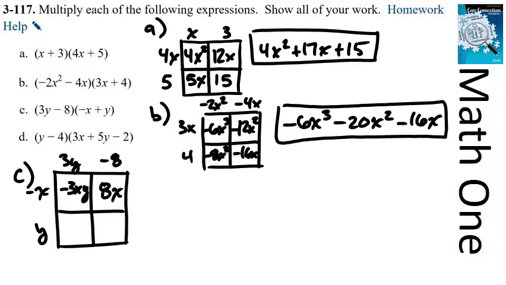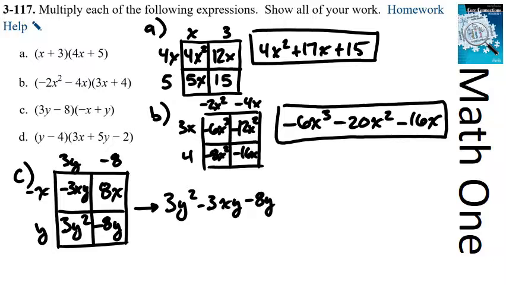Below on the left, I've got 3y times y, which is 3y squared. And then on the bottom right, I've got a negative 8 times y, which is a negative 8y. And then when I combine all those terms up, I end up with, I guess I would put the 3y squared first, and then a minus 3xy, and then a minus 8y, and then the last thing I have here is a minus 8x.